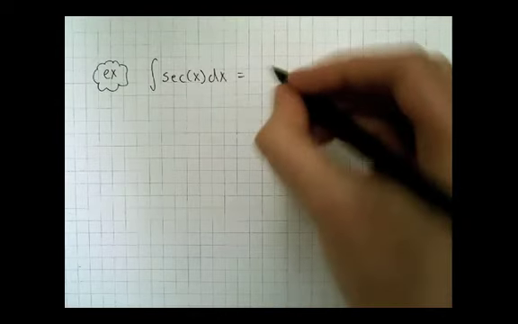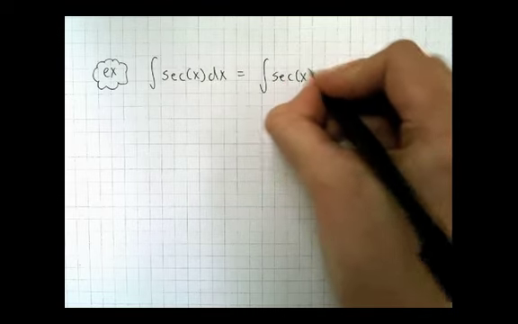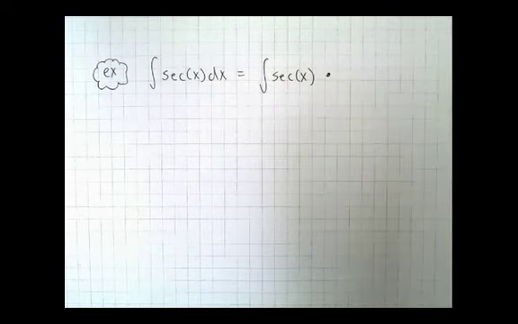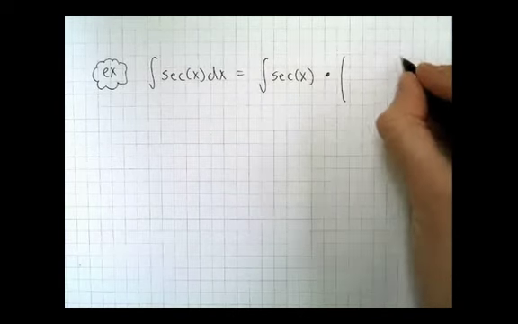I'm going to take this integral and rewrite it as the integral of secant of x, and then I'm going to times the whole thing by 1. This 1 is going to be in a fraction that's going to be a little bit stranger. So I'm going to make this big parenthesis here.